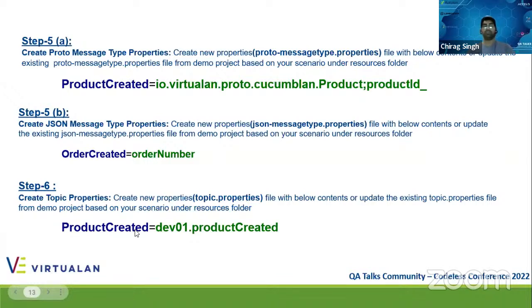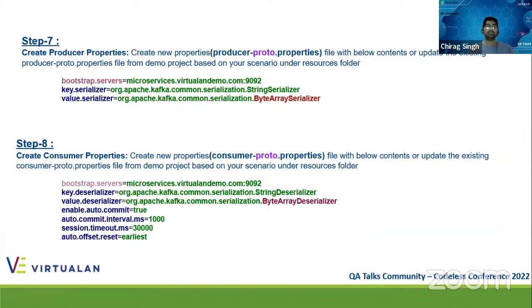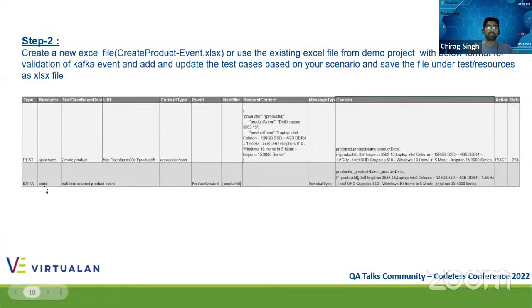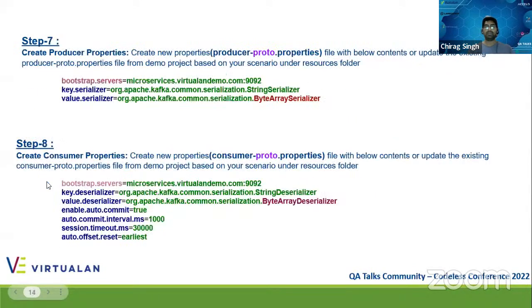So this is some configuration you need to do, and then there are other producer properties and consumer properties. So you have to create a new producer proto dot properties. Proto is a resource which I have shown here. So this is a resource, and this should be the same with this. So producer proto dot properties, and you have to put it under the resource folder. This is the configuration which is used by Kafka. You can see that there is a key serialization and value, the string serialization, byte array serialization, when we are producing.